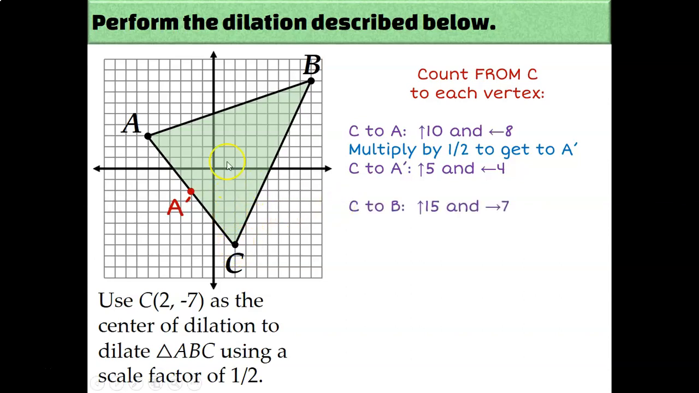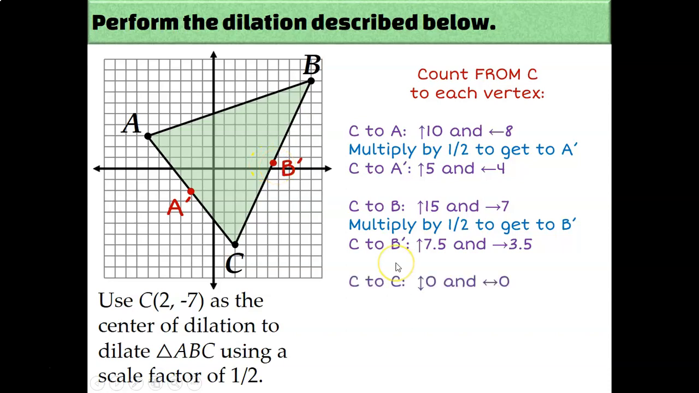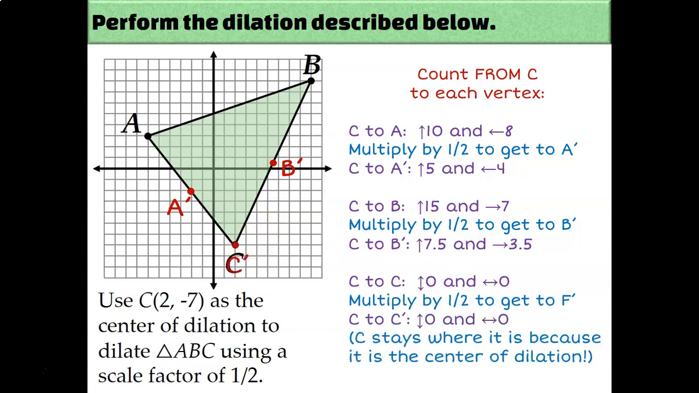Let's do the same thing for B. To get to B, you go up 15 and right 7. So I need to do half of that to get to B prime. And yes, that means you're going to have decimals, and that's totally fine. To get from C to B prime, we just go up 7.5 and to the right 3.5. So 1, 2, 3, 4, 5, 6, 7 and a half, and 1, 2, 3 and a half. So there's B prime. And then C, well, to get from C to C, you don't go anywhere. You just go up and down 0 and left and right 0, so multiply 0 by half and you still get 0. In other words, C and C prime are the same thing.